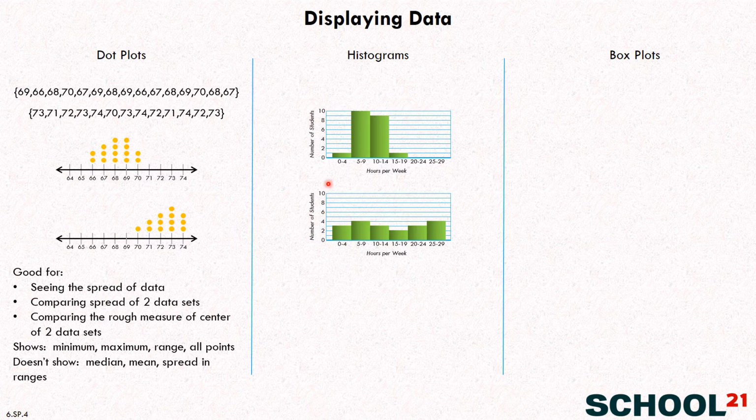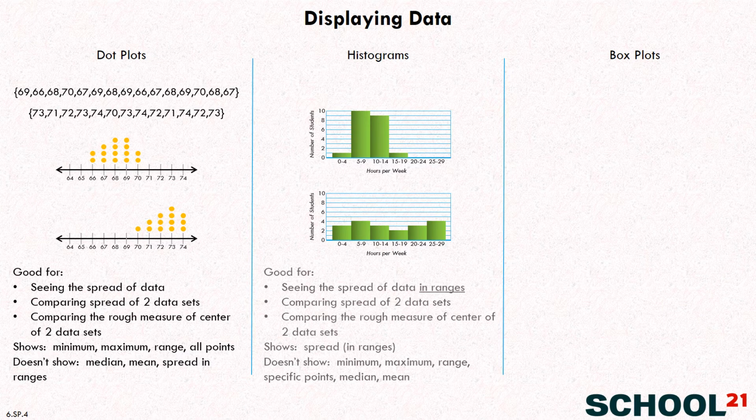So similarly, a histogram can tell you some of the same things as a dot plot. Let's look at what it's really good for. So first of all, it's really good for seeing the spread of the data in the ranges, okay? And a lot of times individual data points are hard to really interpret, so putting them in ranges can really help. It can be really great for comparing the spread of two data sets, like this one is much more concentrated and this one is much more spread out.